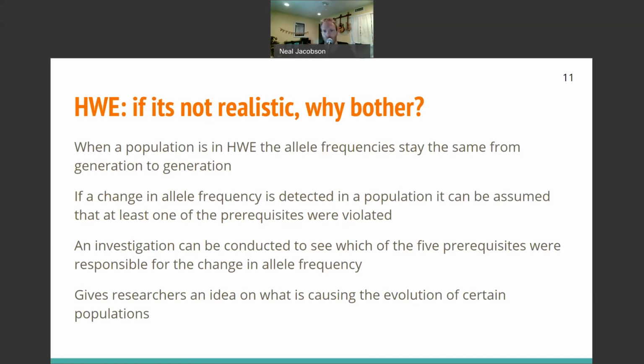It's the same thing with Hardy-Weinberg. If I see allele frequencies changing over time, the probability that that's just randomness is very low. It's probably due to a small population size, non-random mating, migration, mutation, or selection. And so that's why we bother with it.